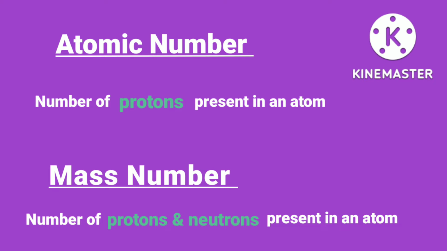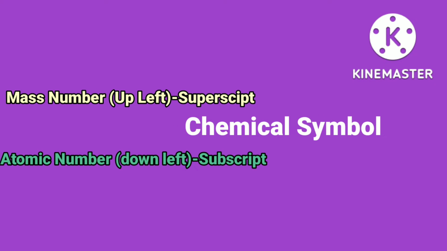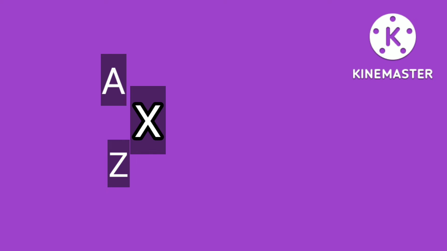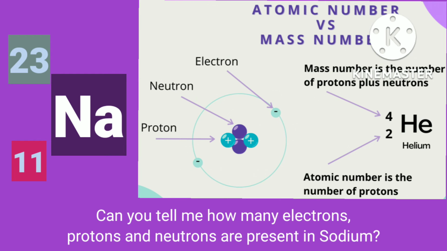Atomic number is also equivalent to the number of electrons. We write mass number as a superscript on the upper left and atomic number as a subscript on the lower left. Here A denotes mass number, Z denotes atomic number, and X is any element. For example, Na, an element: its atomic number is 11 and 23 represents its mass number.